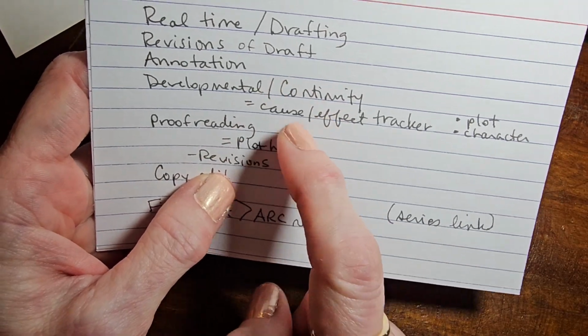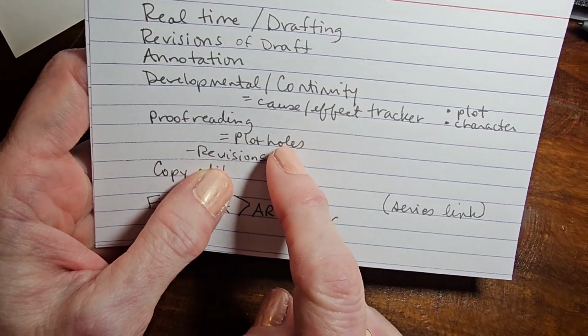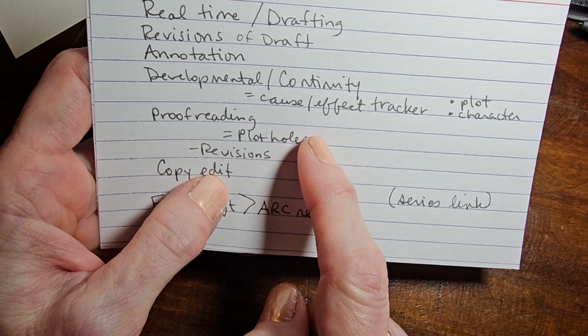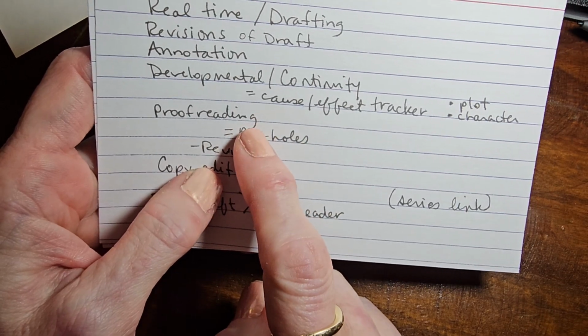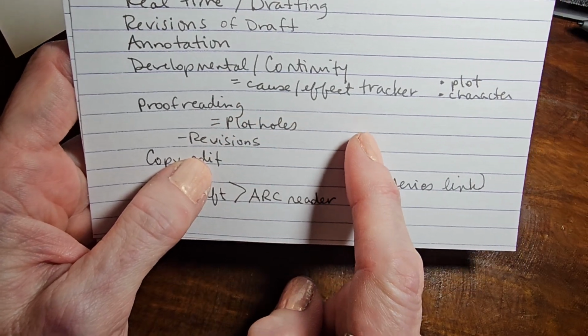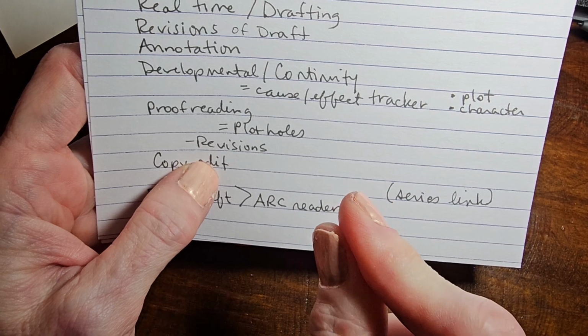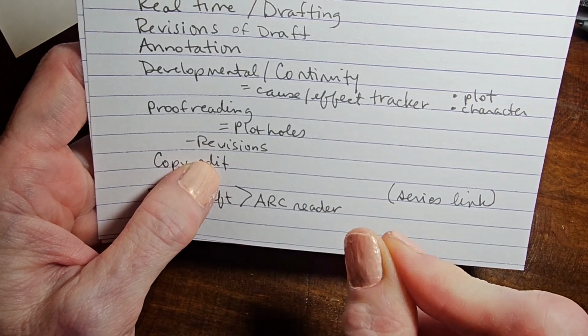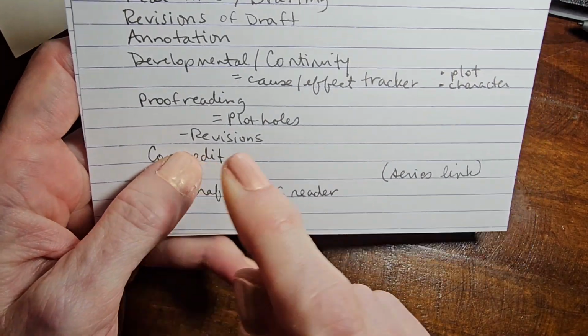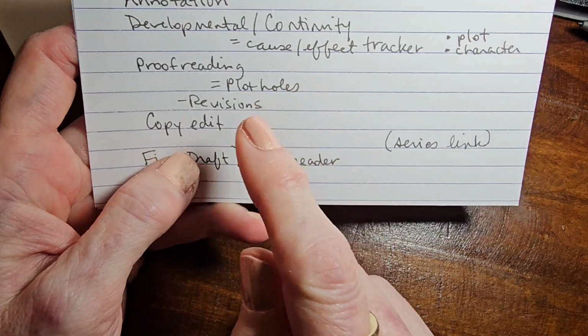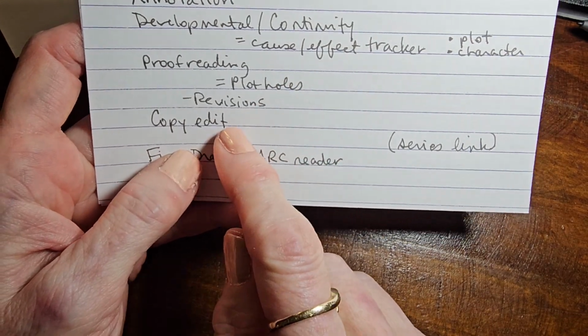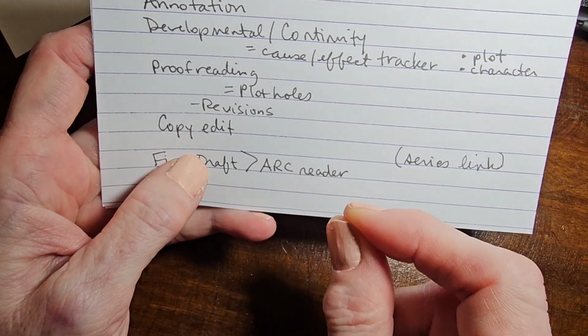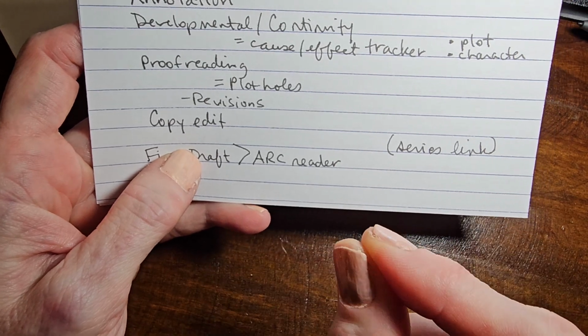Proofreading, in addition to where developmental edits and continuity look for plot holes, proofreading is also looking at that. But the important part of proofreading is it's really getting down into the weeds of, does this story produce a cohesive narrative? And then you're going to go on again to revisions and down to a copy edit. A copy edit is the most line by line, comma by comma, detailed edit.